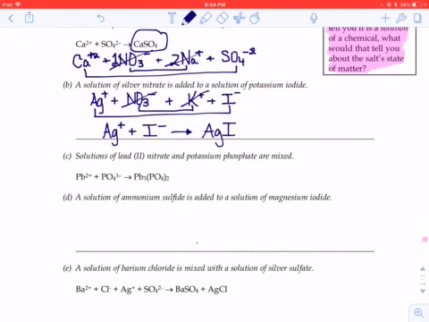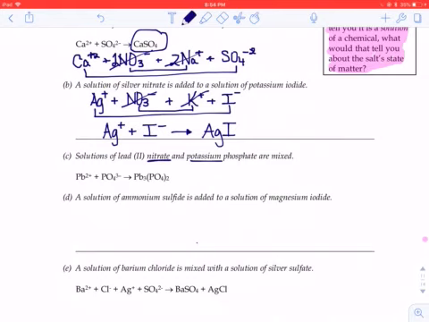So all of these where you see like lead nitrate, if you're wondering like where's the nitrate, or potassium phosphate, where'd the potassium go, right? Nitrates, potassium, they're going to be spectator ions. They end up being canceled out.